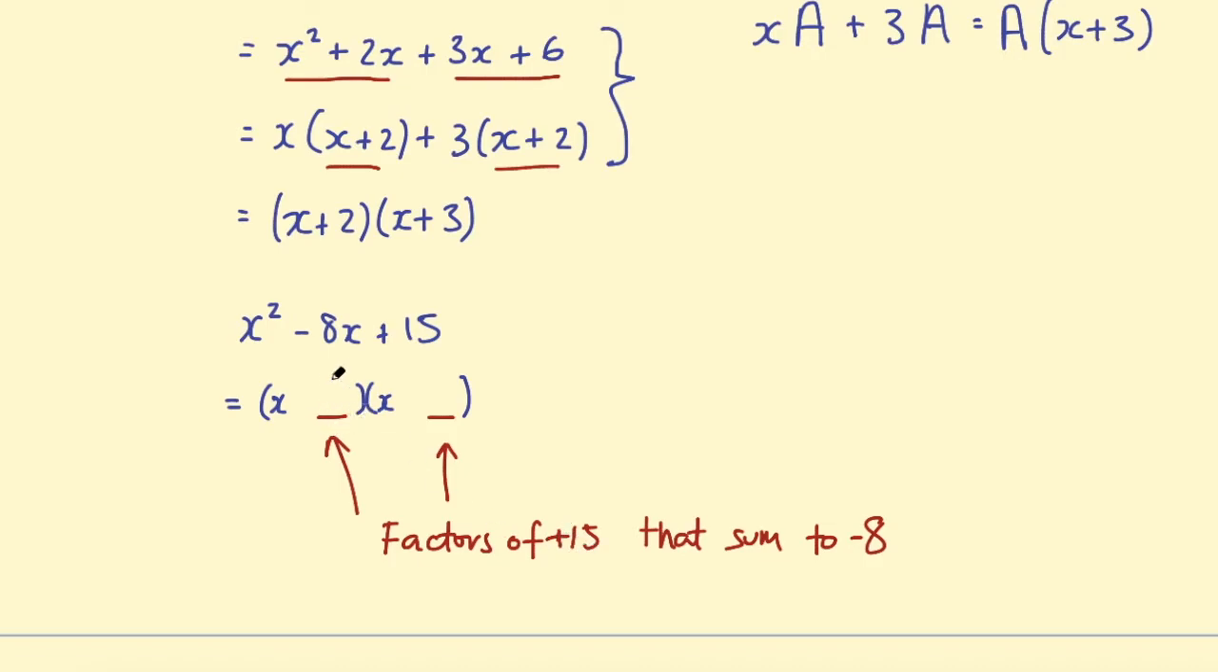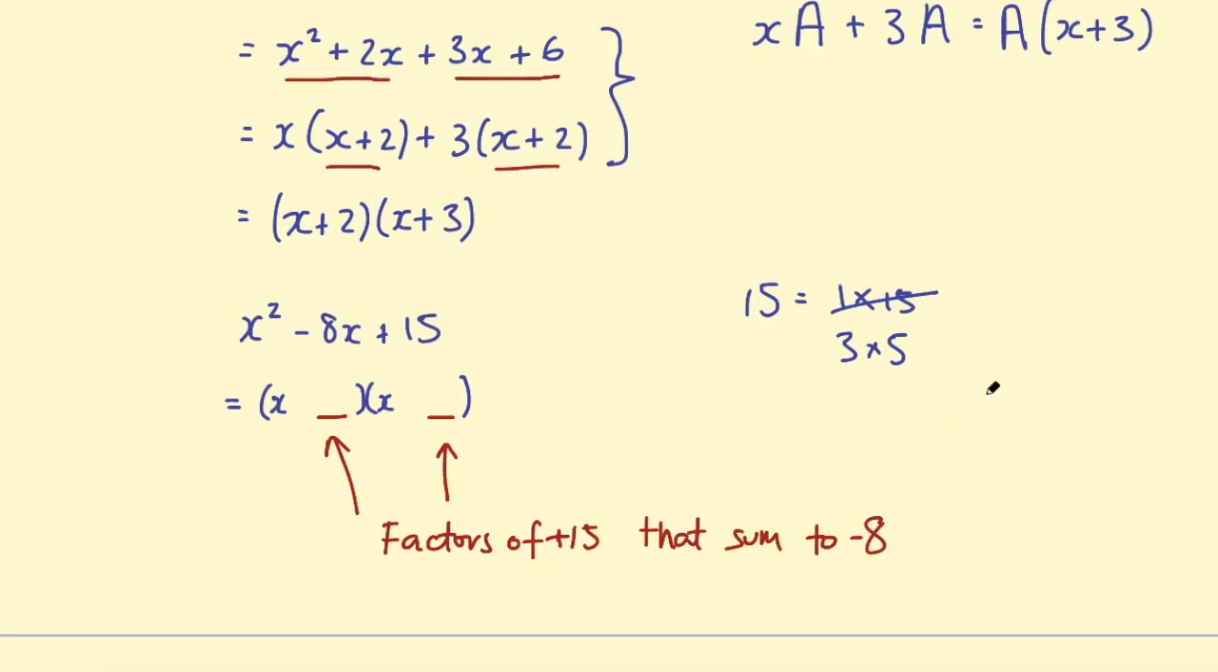So the integers in these brackets are factors of 15 that sum to negative 8. Let's have a look at the factors of 15. So 15 could be 1 times 15 or 3 times 5. And they need to sum to minus 8. So 1 and 15, well, that can't possibly make 8, so I cross those out. So it must be 3 and 5.